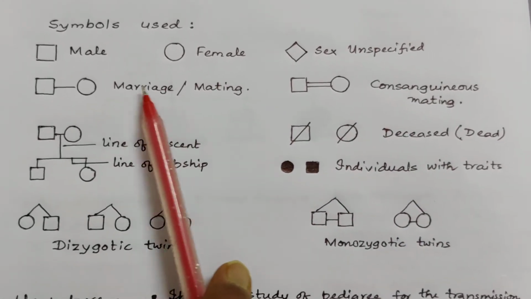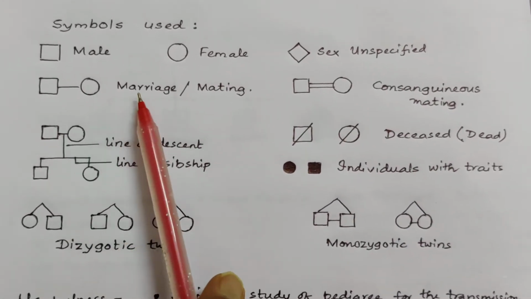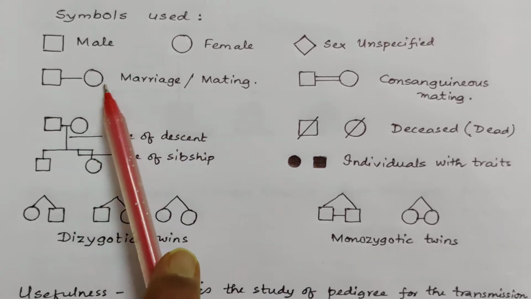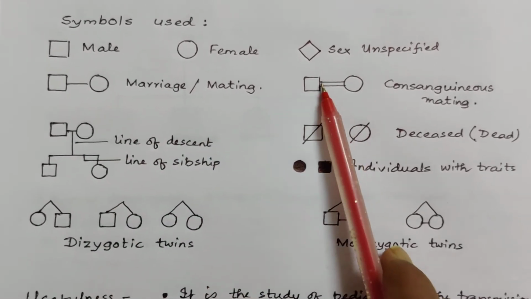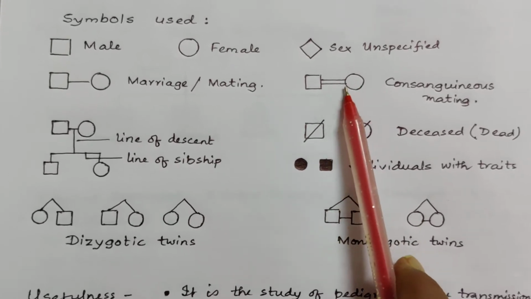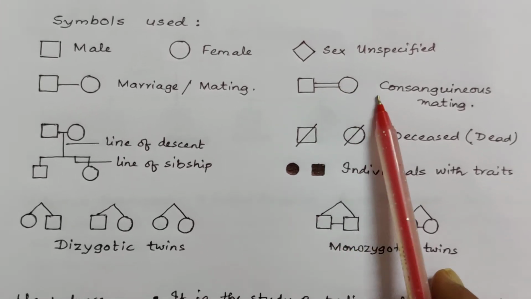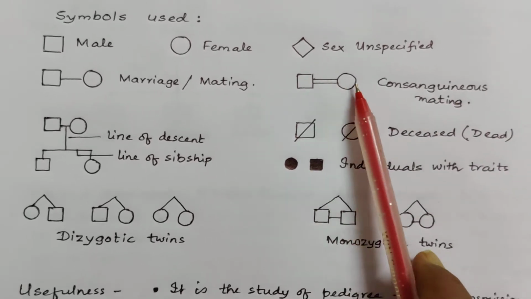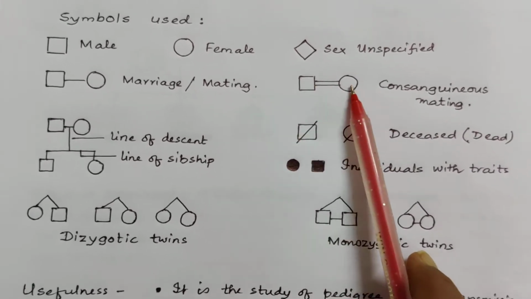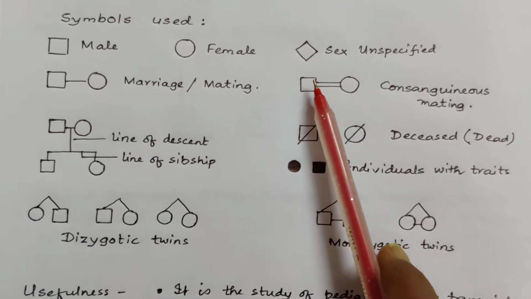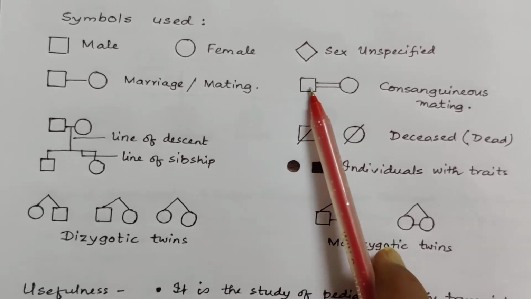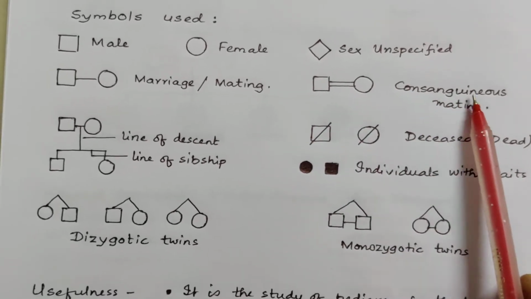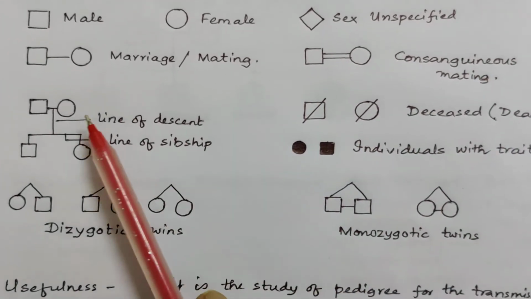Now here, this is the line of marriage. The horizontal line is the line of marriage or line of mating. This is a single mating shown here. Now here, double horizontal lines are shown. Double horizontal line means consanguineous mating. That means if the ancestors of both the parents are the same, that means the male and female both have the same ancestors, both are descendants of the same ancestry, then we call it a consanguineous mating.